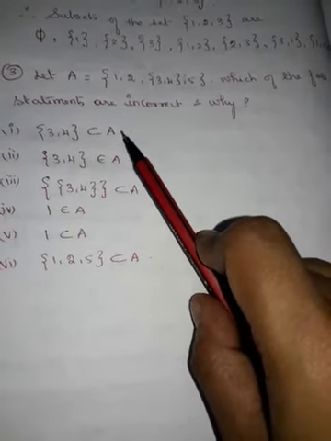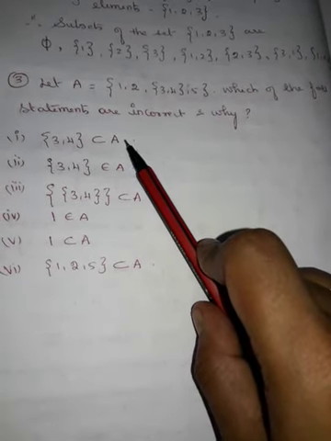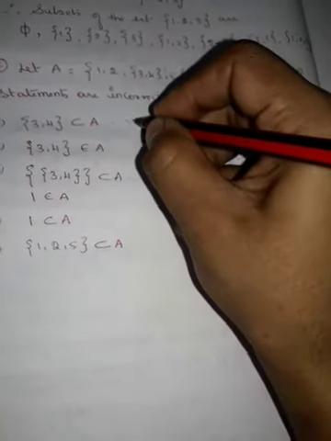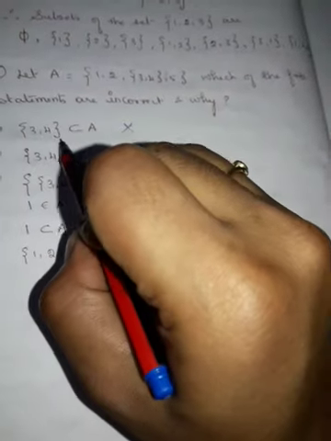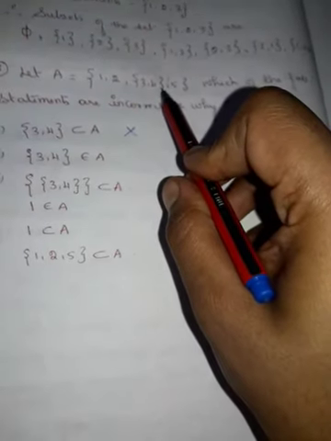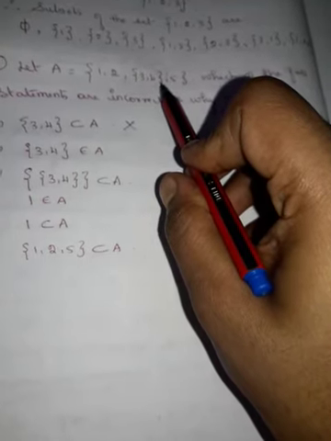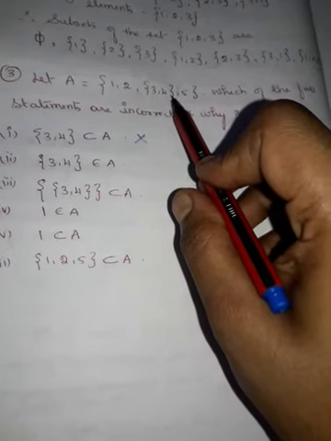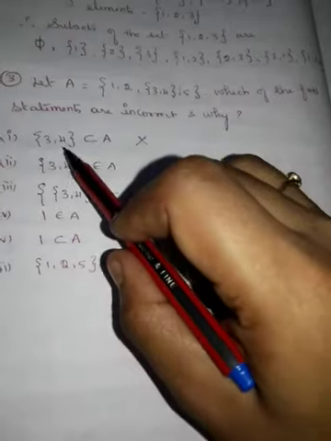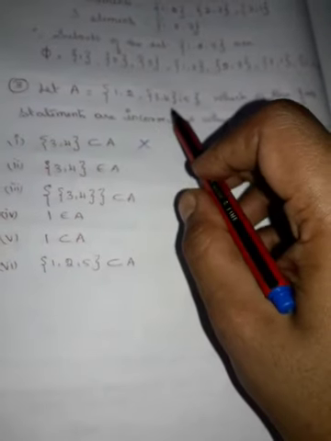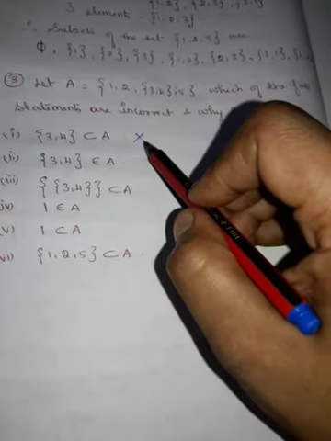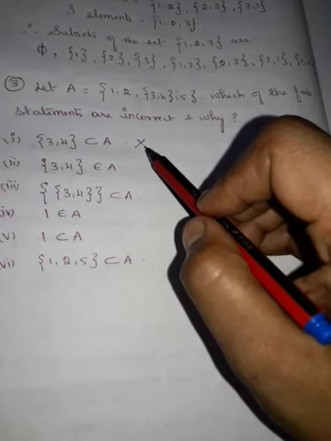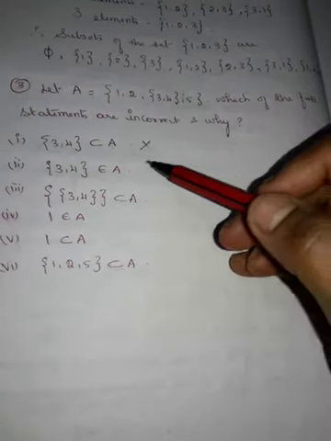Is this correct or wrong? The statement is incorrect because the set {3, 4} is an element of A. The set {3, 4} itself is an element of A. When we are denoting a set, it should be denoted inside the flower braces, right? Here the set {3, 4} is an element of A and it is not a subset of A. Therefore, this statement is wrong. For a set to be a subset of another set, each and every element of it should be an element of the original set, right?